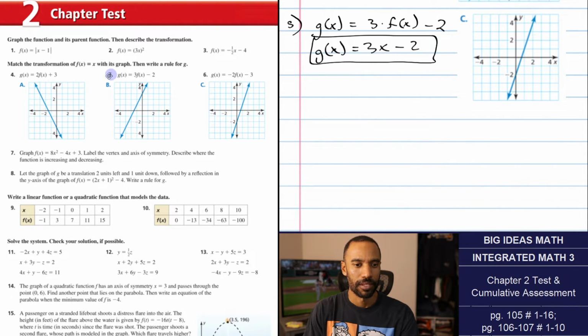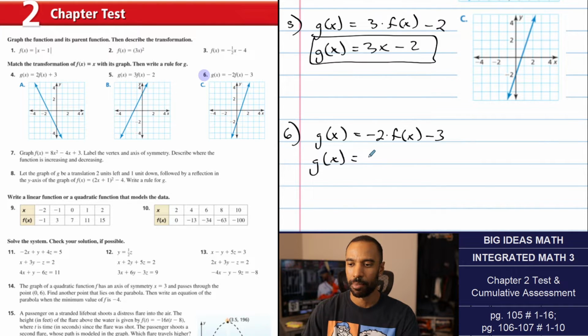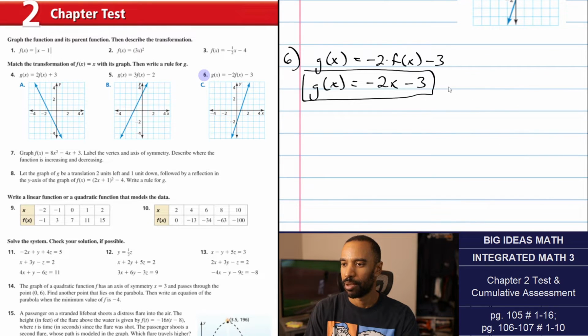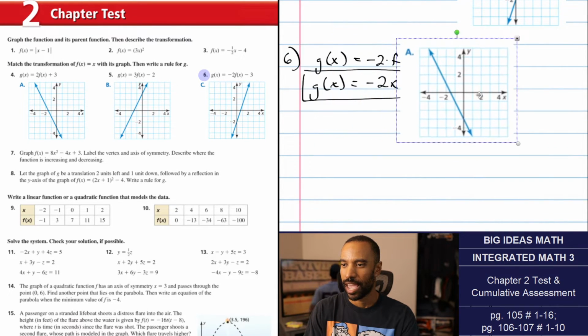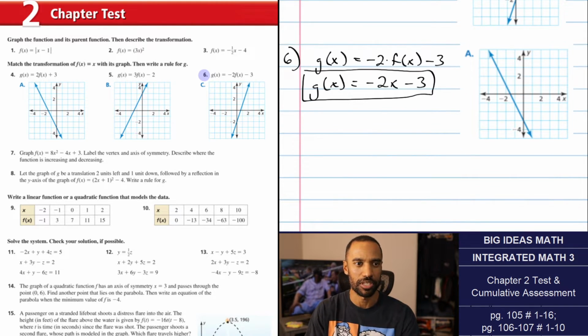On number 6, g of x equals negative 2 times f of x minus 3. When f of x equals x, it's going to be g of x equals negative 2x minus 3. Which means a slope of negative 2 and a y-intercept of negative 3. But that slope of negative 2 is the true giveaway that this one is going to be a. So let's get that one in, copy, paste, resize, and finish. I believe that's it for numbers 4, 5, and 6, unless I'm missing something else. I think that's just all you do. There you have it. All right, let's keep moving forward.